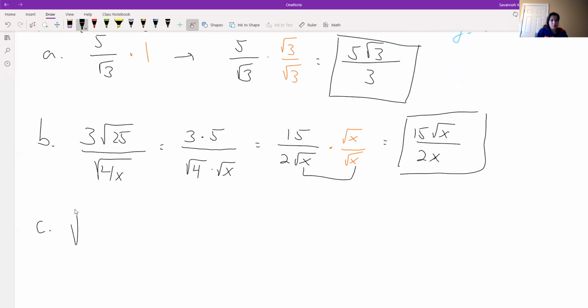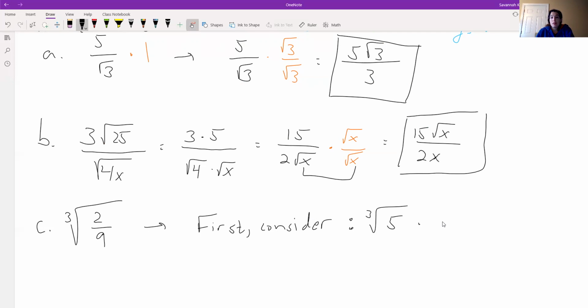Okay, now here, they're throwing us a cube root, and cube roots, I'm just going to go ahead and tell you, cube roots, fourth roots mess everything up. So before I even wade into this, let's consider this. The cube root of 5, for example, times the cube root of 5 is not enough to release that 5 on the inside.